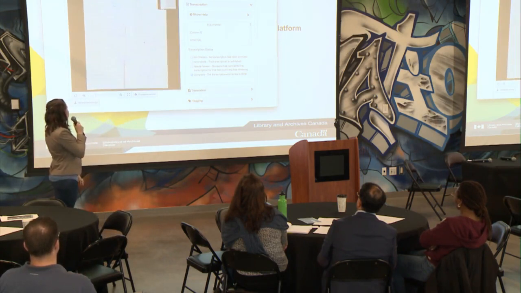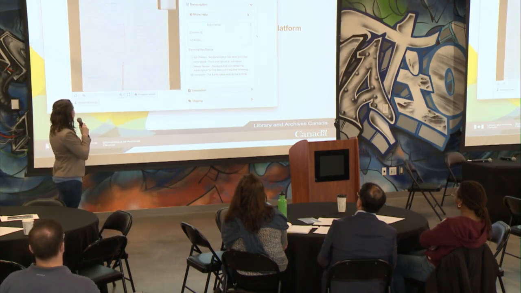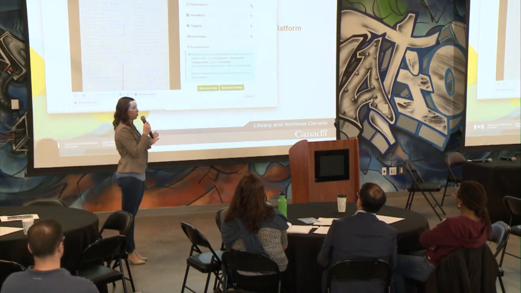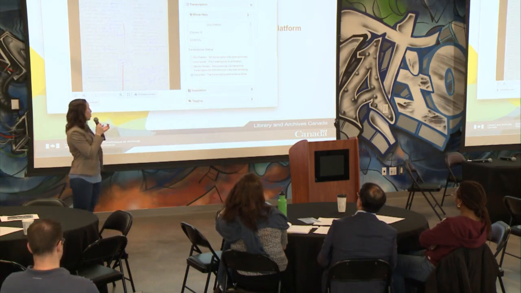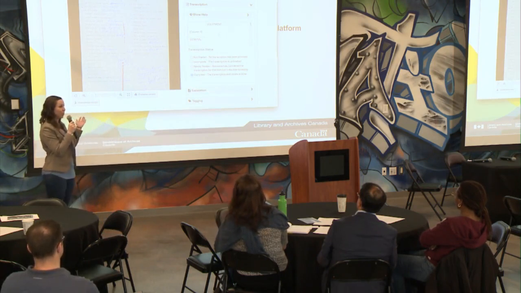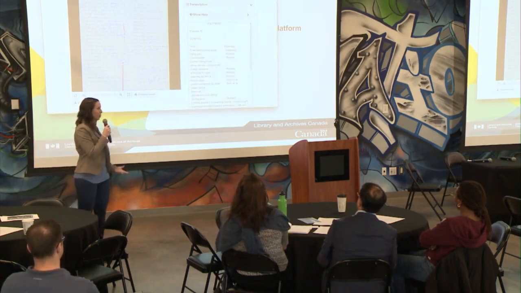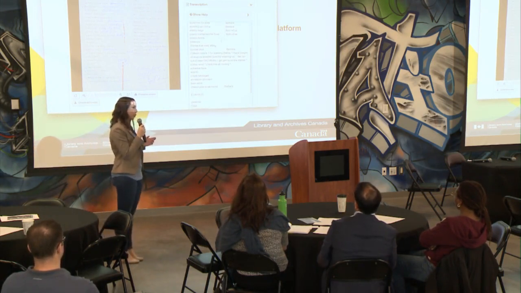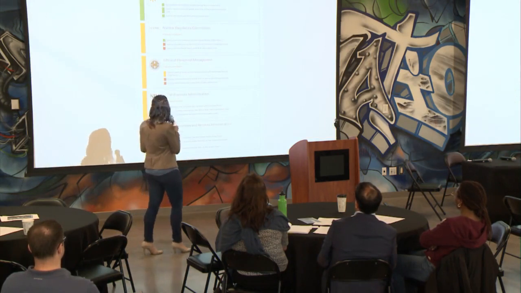The user's also given a quick option to print or download a copy. And then the right-hand side is where those four types of contribution take place. So transcription, it's pretty self-explanatory. It's transcription of text that appears on a textual document. It's a plain text box, but we have lots of information in our guidelines and in our tutorial.